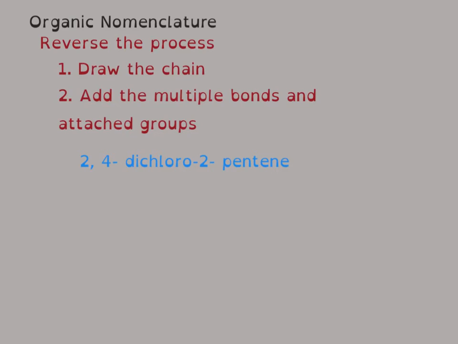So in the case of 2,4-dichloro-2-pentene, I see that I have a pentene, which means I have 5 carbons. So 1, 2, 3, 4, 5. And I see that it is an ENE, which means on carbon 2 I have a double bond. So I'm going to count over 1, 2, and I'm going to put a double bond. And then on my second and fourth carbon, I'm going to have a chlorine. So 1 chlorine and 1 chlorine.